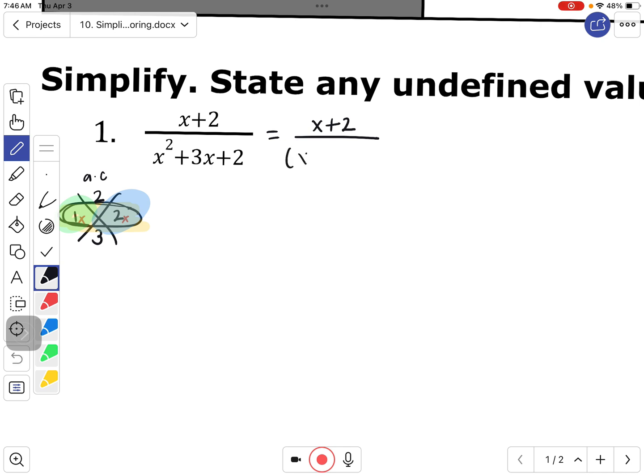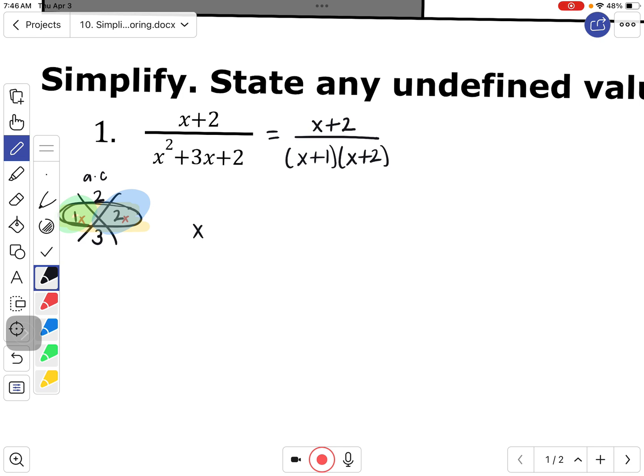So I'm going to use a parenthesis x. My first one's a 1, so I'm going to say x plus 1. Use parenthesis, my next one's a 2, so I'm going to say x plus 2. Okay, now I'm going to state my excluded values, the ones that are my undefined. Excluded means the same thing.